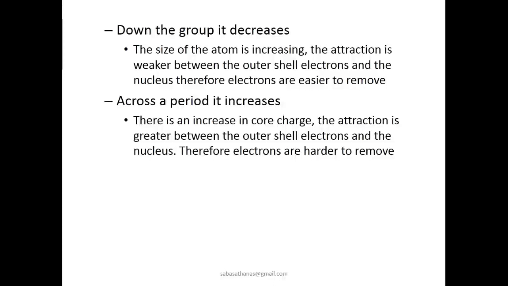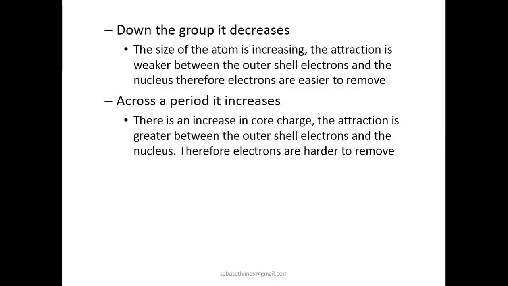Sasa raha sana. Down the group it decreases. Why does the ionization energy decrease? Tunajua kwamba nimetolea mfano kwenye usumaku kwamba ukigundisha vitu vingi vya chuma, hiki cha mwisho inakuwa ni rahisi kutoa kwa sababu kwanza size imeongezeka. As you move down the group tumeshaona kwamba the size of an atom imeongezeka due to the increase in the number of shells. And that if it increases, the attraction inakuwa very weak between the outer shell electrons and the nucleus. Therefore, electrons are easy to be removed.